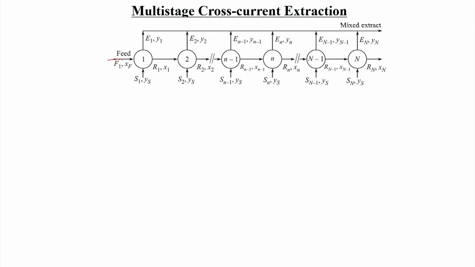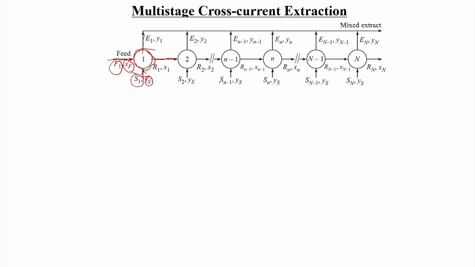entering the first extraction unit, where the extracting solvent S1 is added with solute concentration Ys. The flow rate of the extracting solvent is S1, and the flow rate of the feed is F1 with solute concentration Xf, and it is allowed to separate into two different parts. One is the extract, E1 with Y1 solute concentration, and the raffinate as R1 with X1.